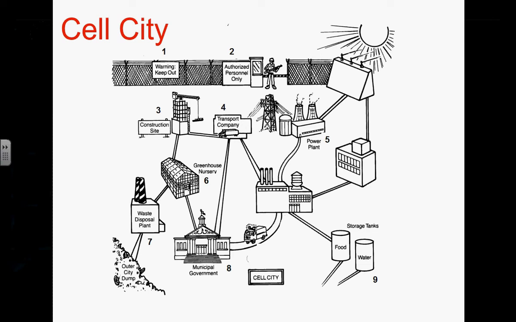Six is a greenhouse where they're growing all the food for this city. Madison? That's the chloroplast. Good. Chloroplast makes food for the plant cell.